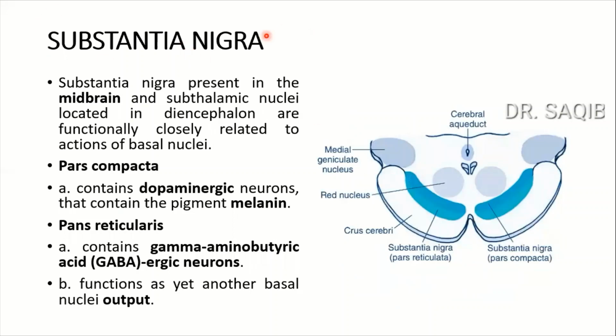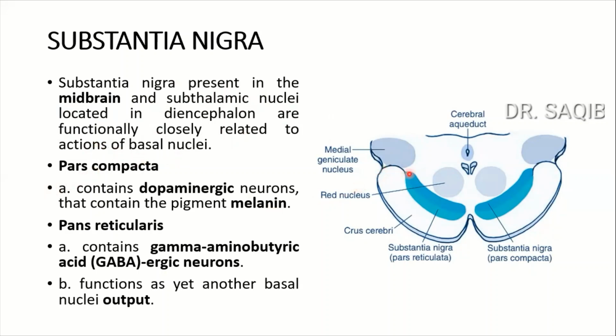The substantia nigra is present in the midbrain. You can recall my lecture on the midbrain that I gave you last year. You can again see this: this is the midbrain cross section, and this part is the substantia nigra, the largest collection of gray matter in the midbrain. And the subthalamic nuclei located in the diencephalon are functionally closely related to the action of the basal nuclei.